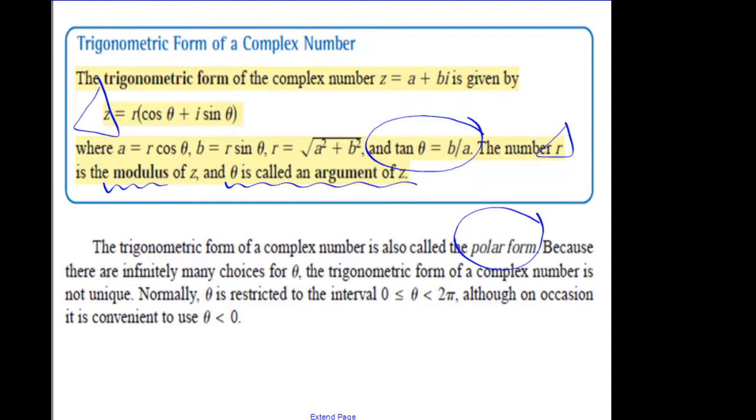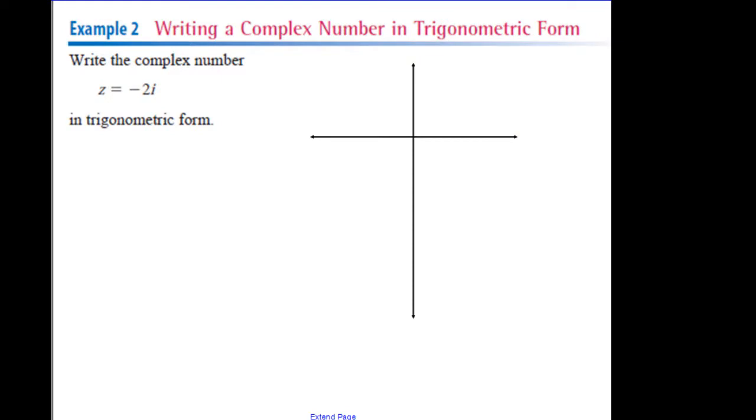Now, because there's infinitely many choices for theta, we normally restrict theta on the interval from 0 to 2 pi. But there are times when it is convenient to choose a negative theta value. For this course, we will be strictly working between 0 and 2 pi. All right, so for example 2, it says write the complex number z equals negative 2i in trig form. All right, so let's remind ourselves what trig form looks like.